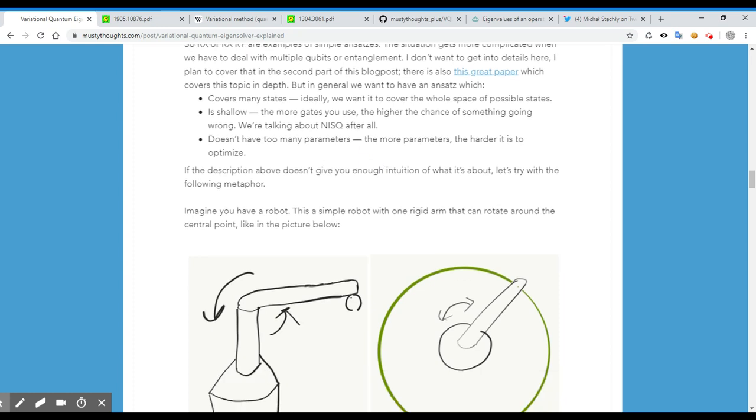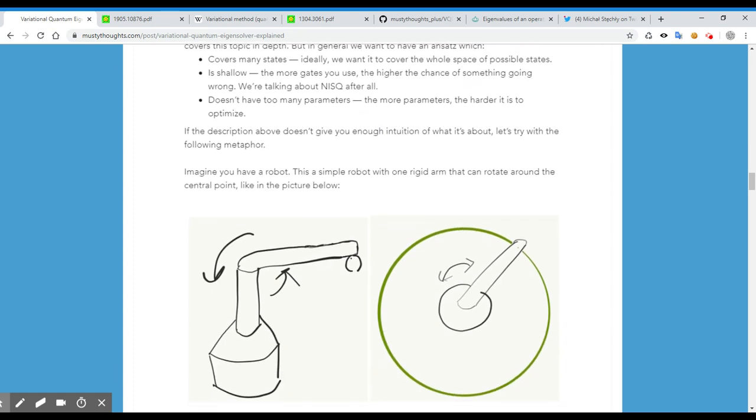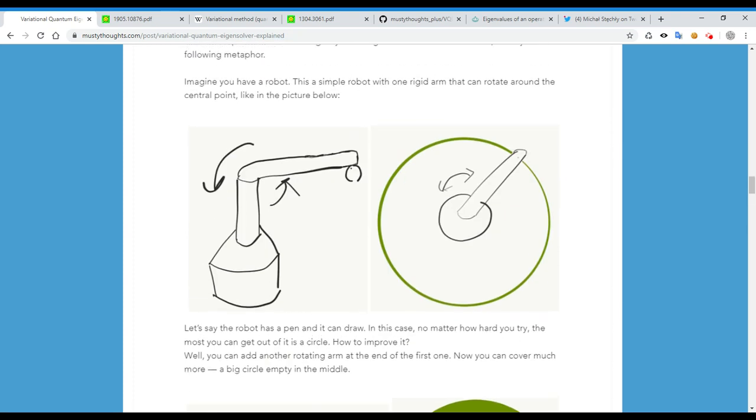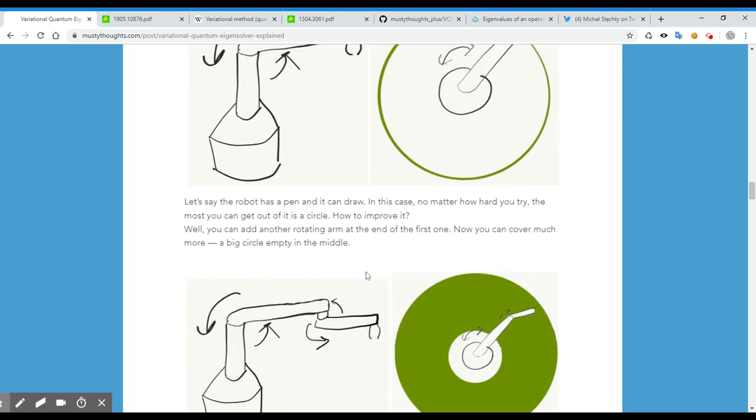Correct. If the description above doesn't give you enough intuition of what it's about, let's try with the following metaphor. Imagine you have a robot. Yeah, I guessed it, so this is about space exploration. A simple robot with a single arm that can rotate around the central point. Let's say the robot has a pen it can draw with. No matter how hard you try, the most you can get out of it is a circle.